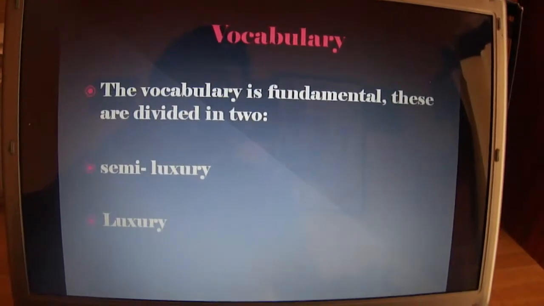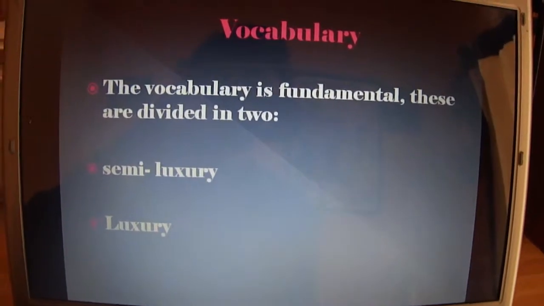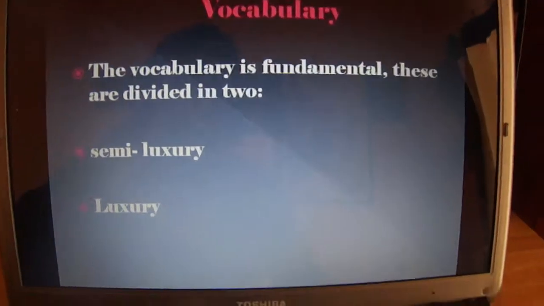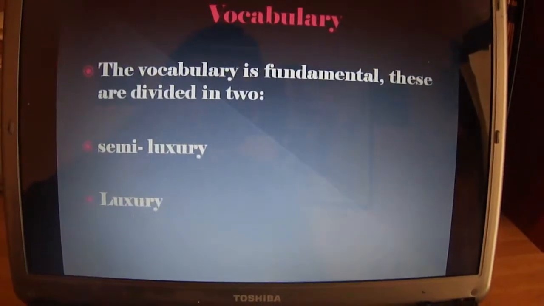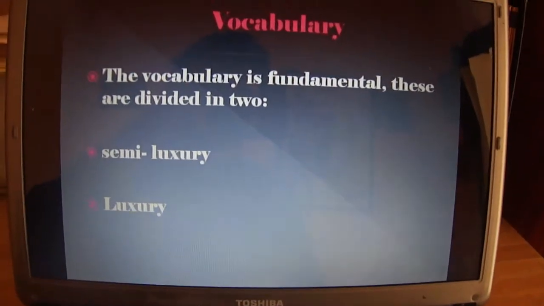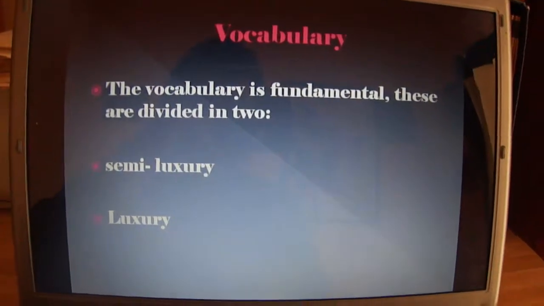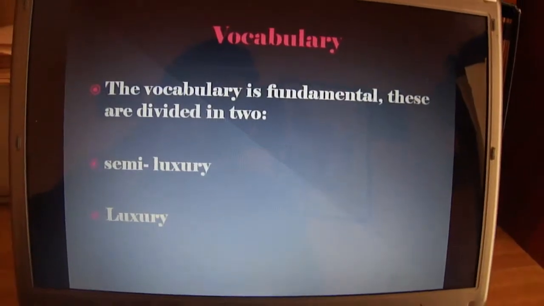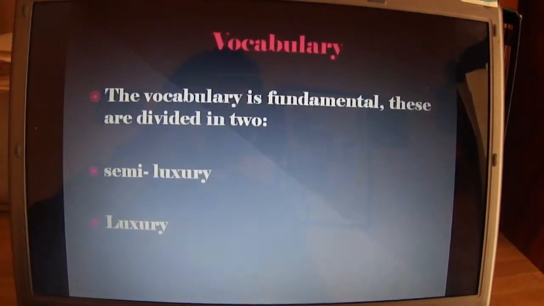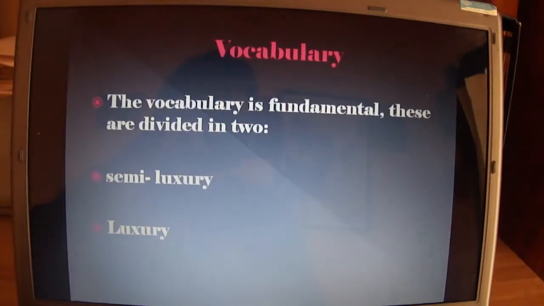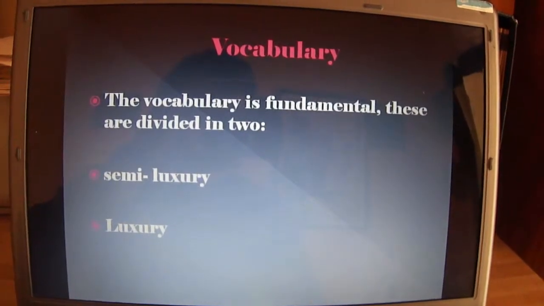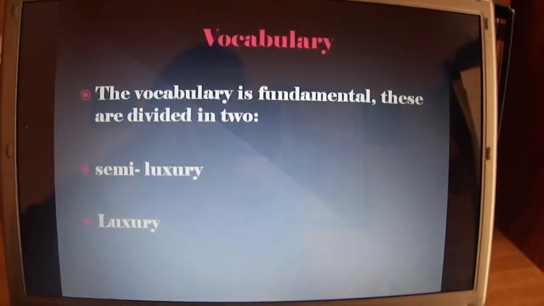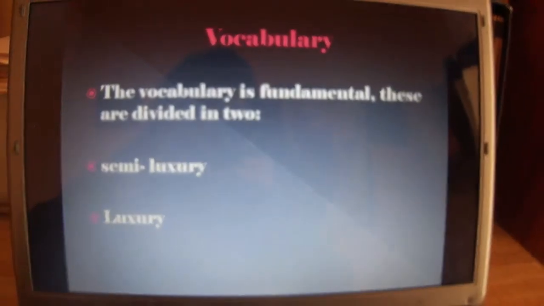Vocabulary is one of the most important parts of this method, because vocabulary is fundamental, and it is divided in two: semi-luxury and luxury. Semi-luxury is the common words, for example camera, computer, desk, pencil, book, whatever. Luxury is more like technical vocabulary used by a certain person, for example an engineer, a lawyer, or the language I use for physics. That is luxury vocabulary.